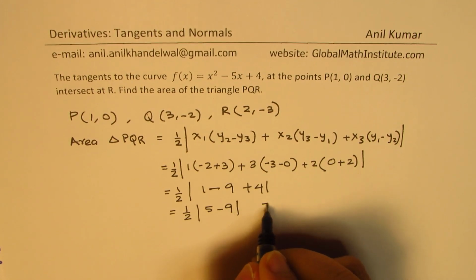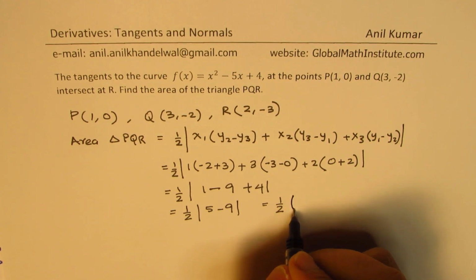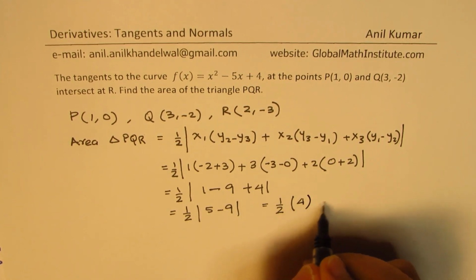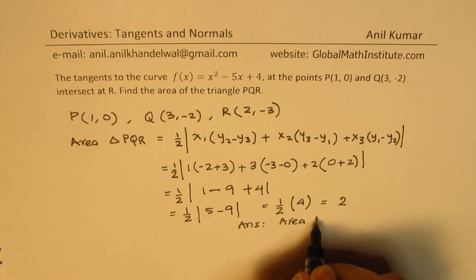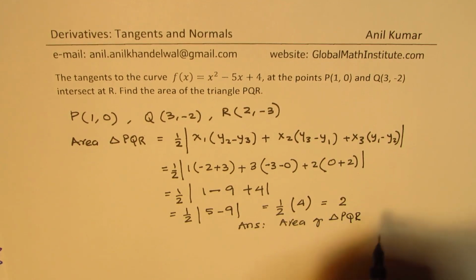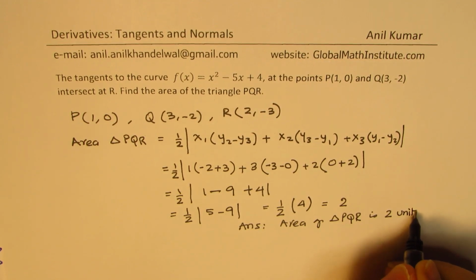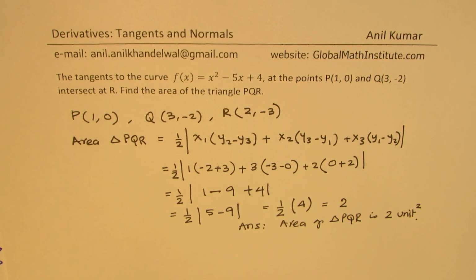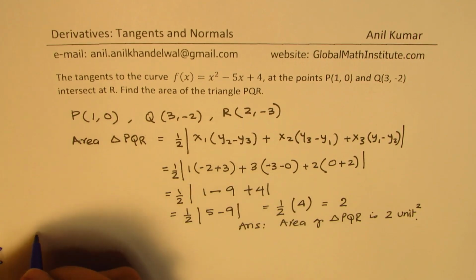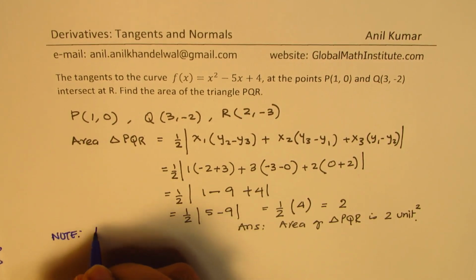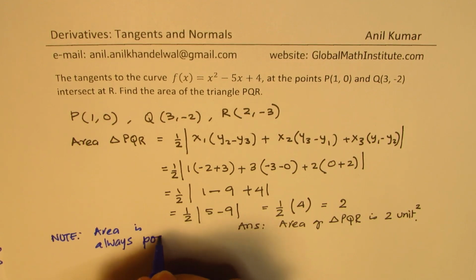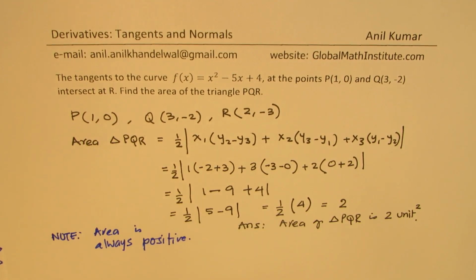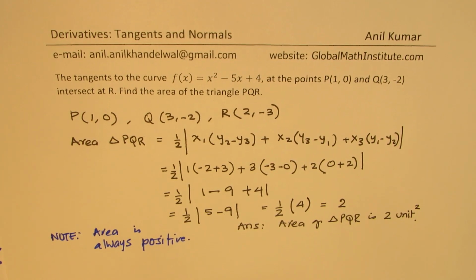Do you see, absolute value is important, right? Half of, then this value is minus 4, absolute, which is 4. So we get 2. So our answer here is that the area of triangle PQR is 2 units square. Is that clear, right? So it is important to put the absolute value. Area is always positive. So note, area is always positive. Correct? So use absolute value while calculating area. I hope that makes sense.